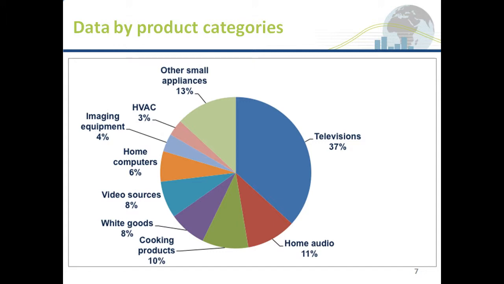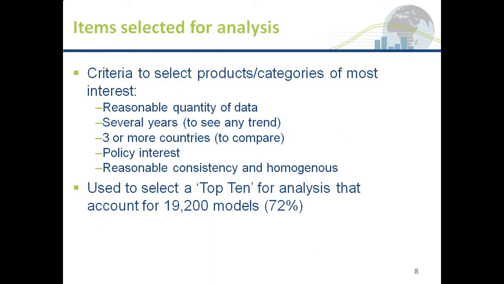But when we try to focus on how to present data, these were the criteria that we used to decide how to divide the data. Firstly, we needed to make sure that there was a reasonable quantity of data for any of the particular products or categories we analysed. We were interested in trends over a number of years to see what's happening to the efficiency or the standby power of that product group. So we're looking for data that spans several years. Ideally, we really are looking to compare and contrast countries' performance, so we are looking for data sets that had 3 or more countries with data.